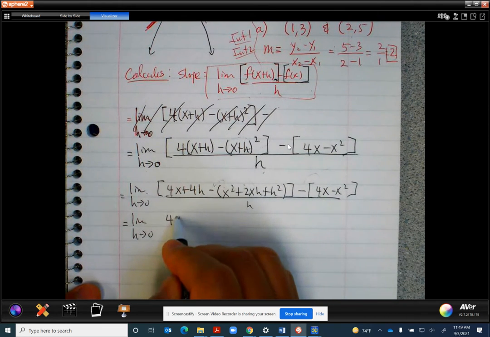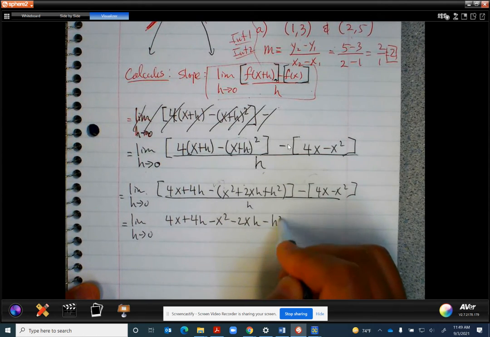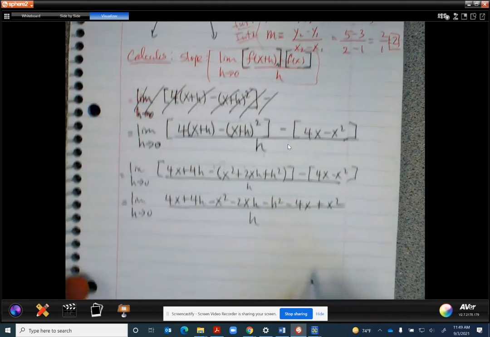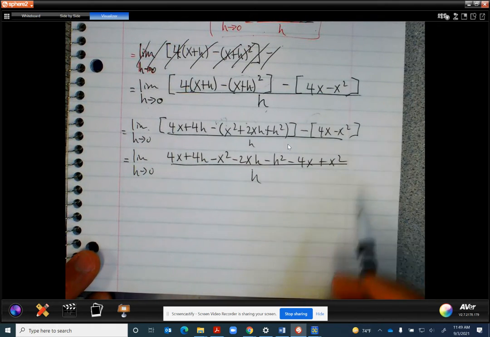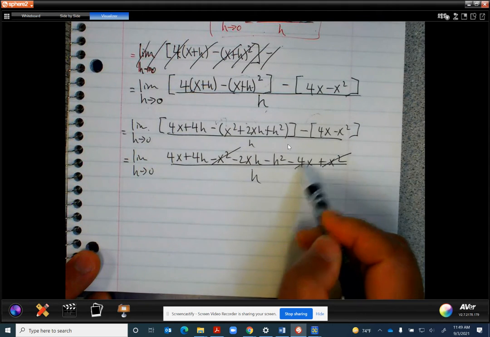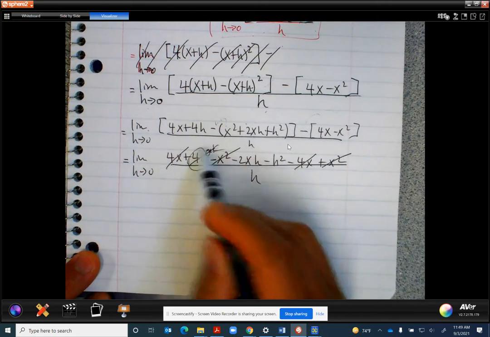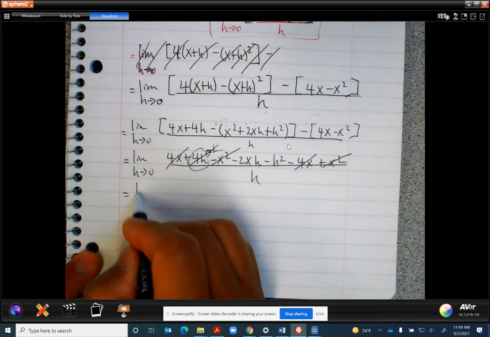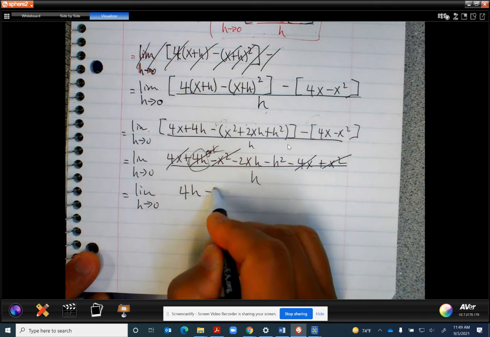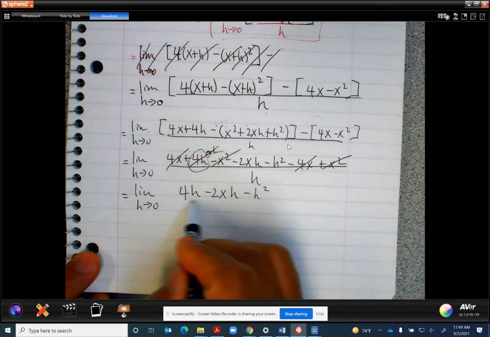So this is 4x plus 4h minus x squared minus 2xh minus h squared minus 4x plus x squared all over h. Stay with me, okay? What can I cancel? X squared, what else can we cancel? Negative 4x, positive 4x. Oh, sorry, 4x. Okay, not this one, this one is okay. All right, what else do we cancel? Is there anything else? So this is limit h goes to 0 of 4h minus 2xh minus h squared all over h.